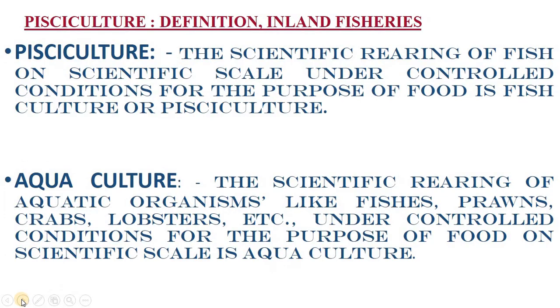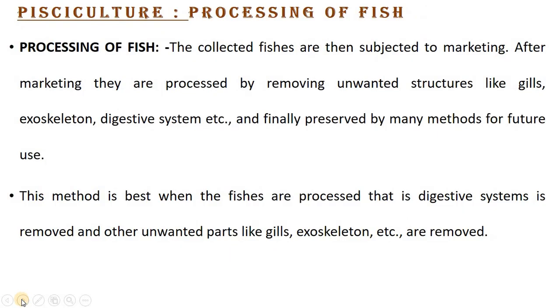Here again, we saw the definitions of what is pisciculture and what is aquaculture. Now, processing of fish involves the removal of the unwanted material in the fish.